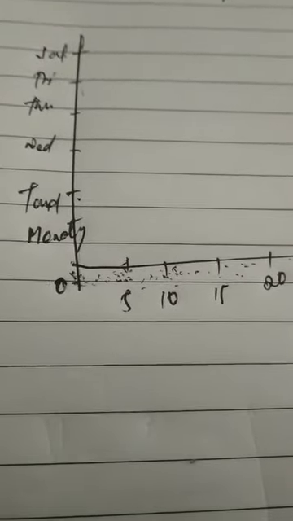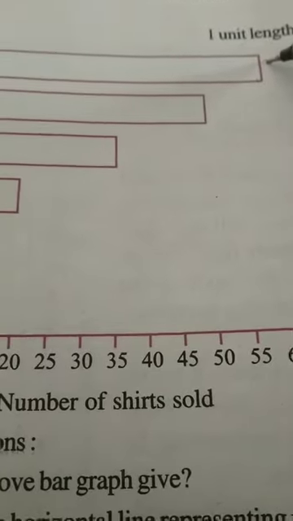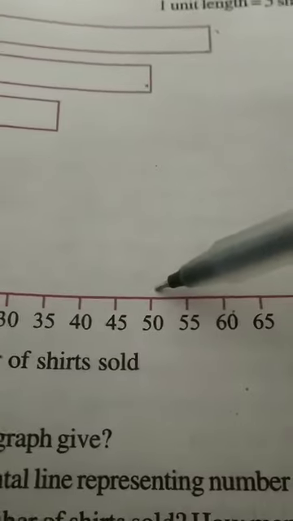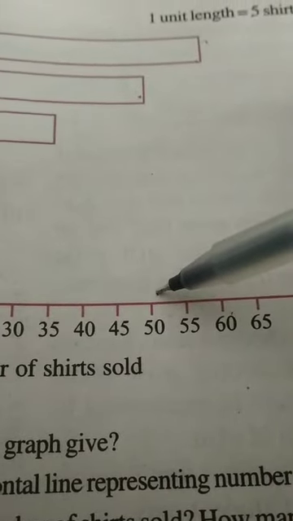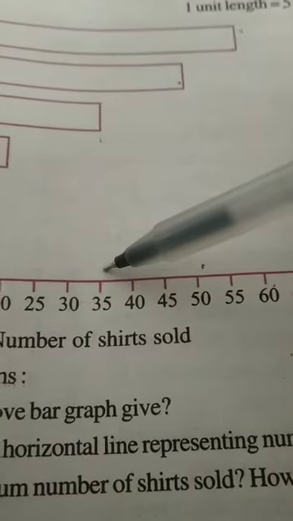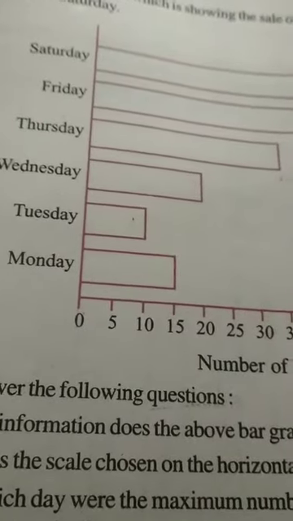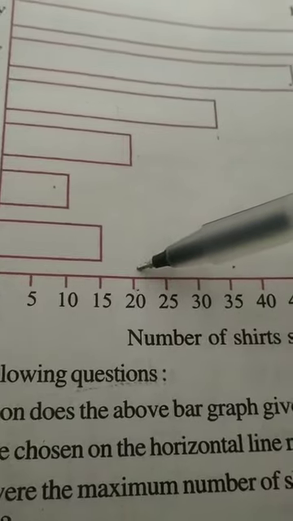For Saturday, it has reached up to 60. So on Saturday, 60 shirts were sold. On Friday, it has reached up to 50, so 50 shirts were sold on Friday. On Thursday, it has reached 35, so 35 shirts were sold on Thursday. On Wednesday, it has reached up to 20, so 20 shirts were sold on Wednesday.